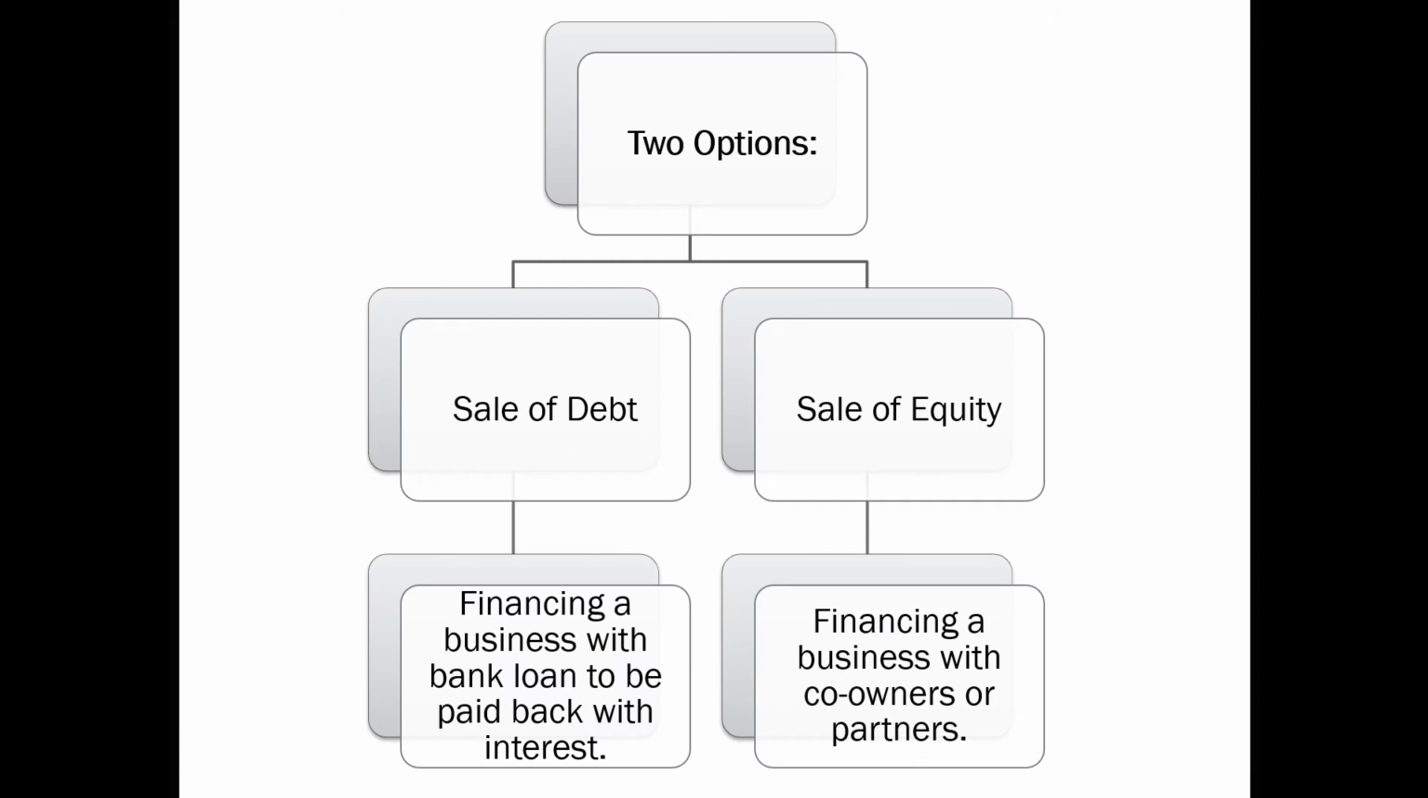So when you're starting a company, you really have two options for trying to get these capital costs. You have sale of debt or you have sale of equity. Sale of debt means that you're financing a business with a bank loan and that you have to pay it back with interest. Alternatively, you could look for sale of equity, and that is financing a business with co-owners or partners, like venture capitalists.